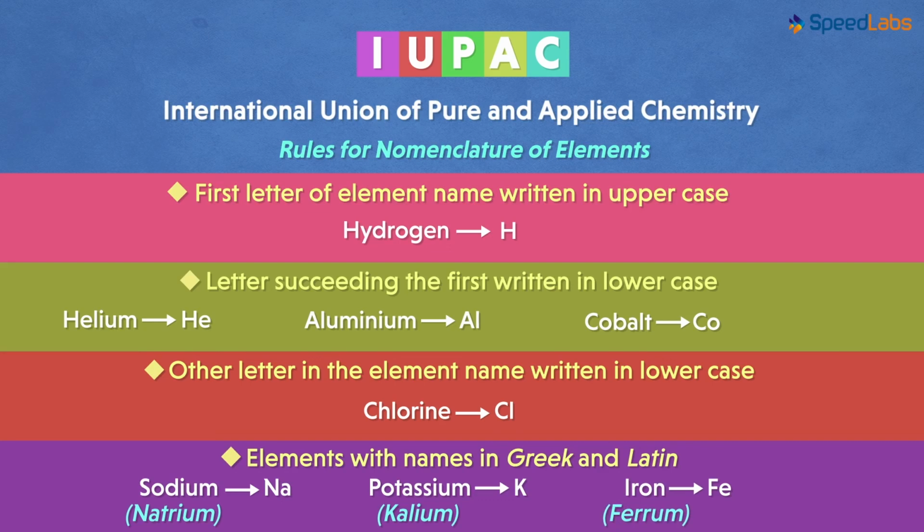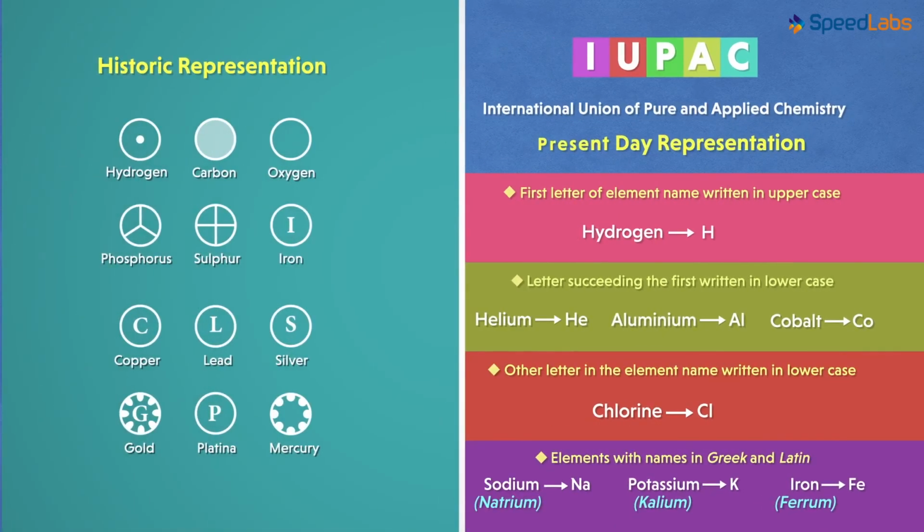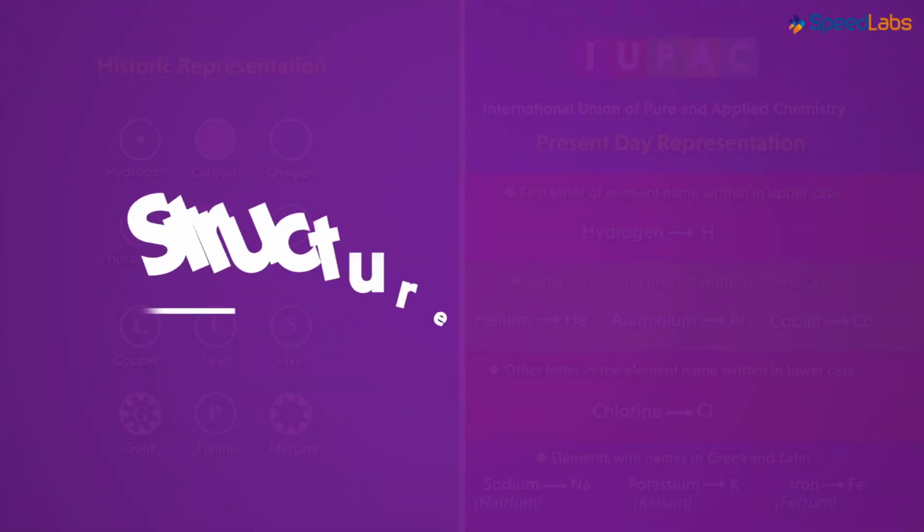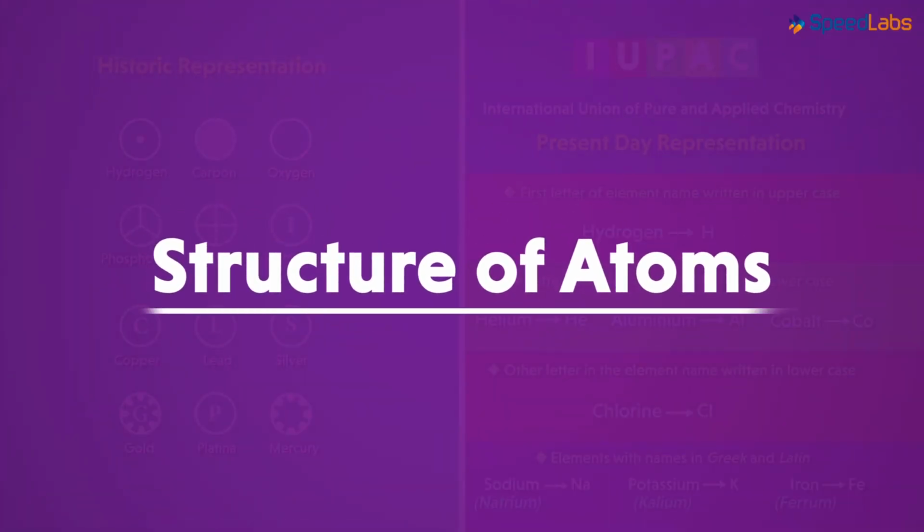Thus, each element has a unique name and a symbol for its representation. This was a brief idea about the history of how atoms were represented and how they are represented now. Now let us move ahead and talk about the structure of atoms and have a look at some marvelous experiments performed by various scientists in the past. But for that, you will have to watch our upcoming videos.